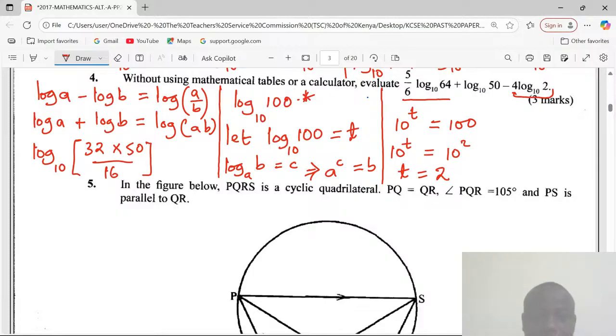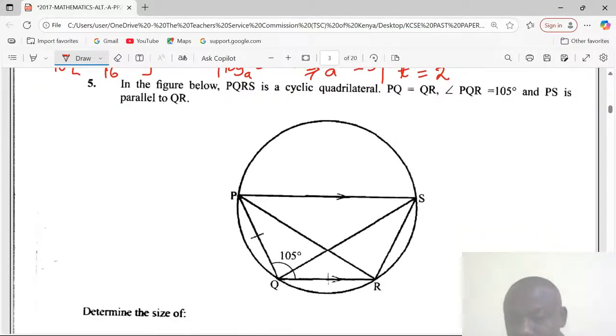Githumu Boys, thank you. Okay, number 5. Let's look at this. A very interesting question again from circles, chords, and tangents. In the figure below, PQRS is a cyclic quadrilateral. Then PQ is equivalent to QR. The angle PQR equals 105 degrees and PS is parallel to QR.